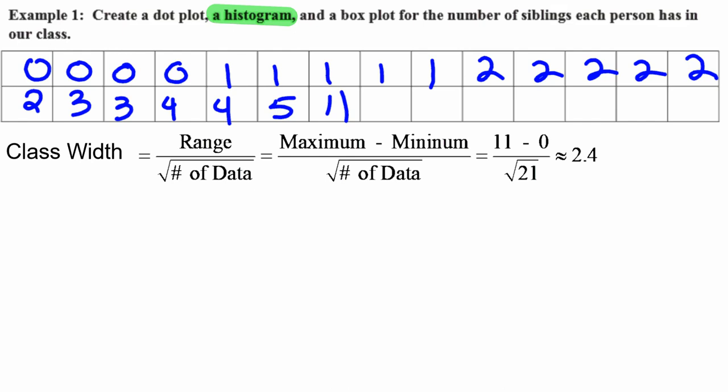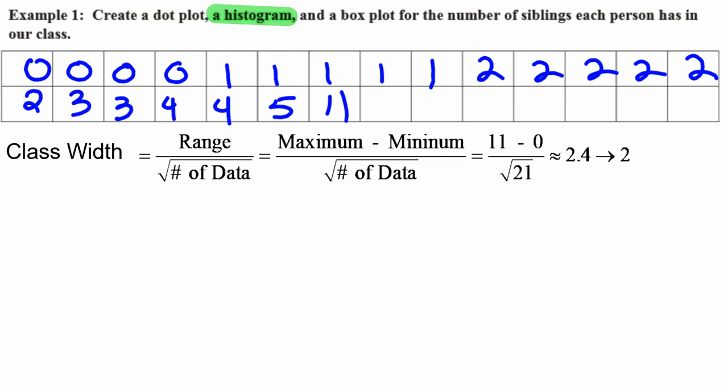Now here we're going to follow our rounding rule. Because we're talking about the number of siblings that we have, we only can have integer values. So we're going to look at the decimal. If it's a 0.5 or higher, we're going to go up to 3. If it was lower than 0.5, we're going to go down to 2. Since it's 0.4, we're going to go down to 2.